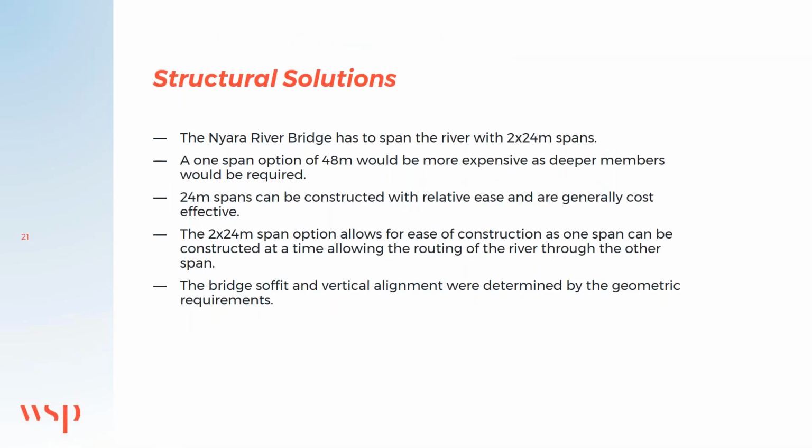From the hydrology, we then derived the structural solutions. We kept the spans the same at 2 24-meter spans. One span of 48 meters would be way too expensive because of the deep members and also different bridge considerations and different bridge solutions. 24-meter spans can be constructed with relative ease, and the bridge soffit and vertical alignment were determined by the geometric requirements, as we did mention previously.